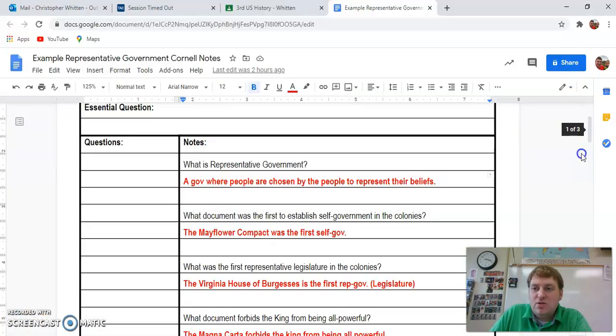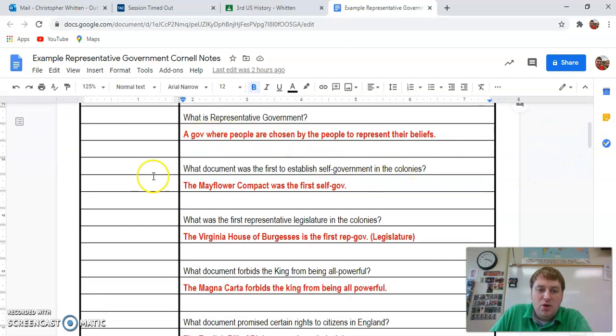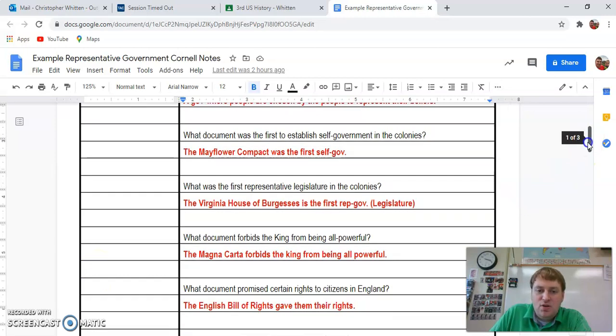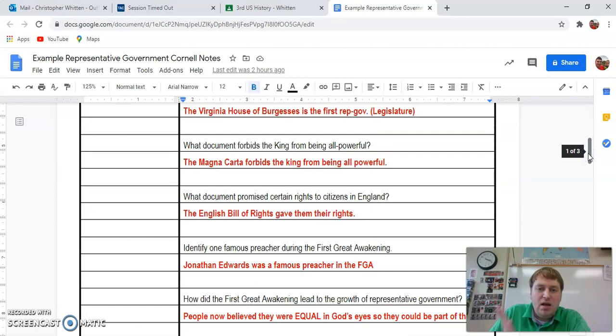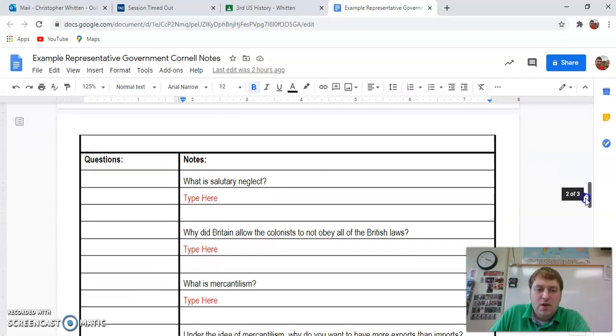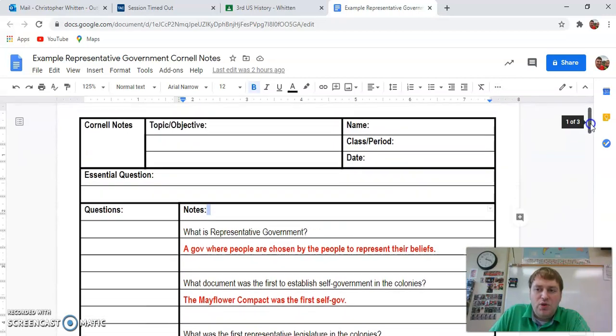Let's go with the notes here. All you need to do is hit pause, and then go ahead and write all that in. Then I'm going to go down here to the bottom, and again hit pause and go ahead and put all that in. Tomorrow we will finish the notes down here, and we should be good to go.